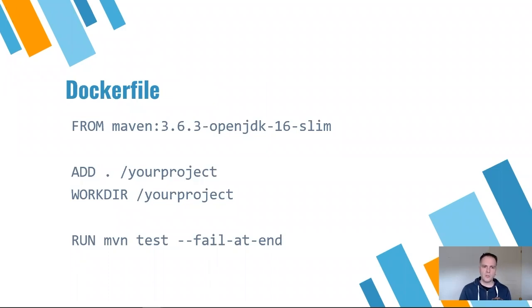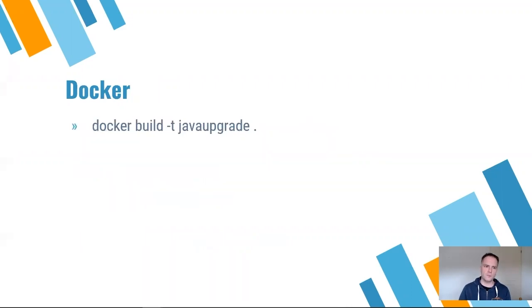To do that, I created a Dockerfile based on the Maven 16 release, Java 16. I added my Java application and I run the tests and I continue. If there is a failure, I simply want to see the end result, including what's built. To build this, I use the docker build command. I specify the tag and I specify the dot, so the current directory is being used by Docker. So this is a way to easily, in a clean environment, test if your code is running on the newest version of Java.